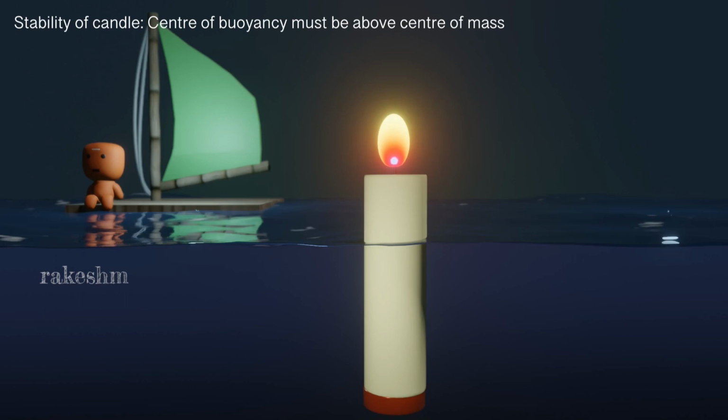Firstly, for the stability of the candle, the center of buoyancy must be above the center of mass. So let us take this as a reference level. This is the center of buoyancy and this is the center of mass. The separation between this level and the center of buoyancy is LCOB, and the separation between this level and the center of mass is LCOM. So for the stability condition, LCOB must be greater than LCOM.